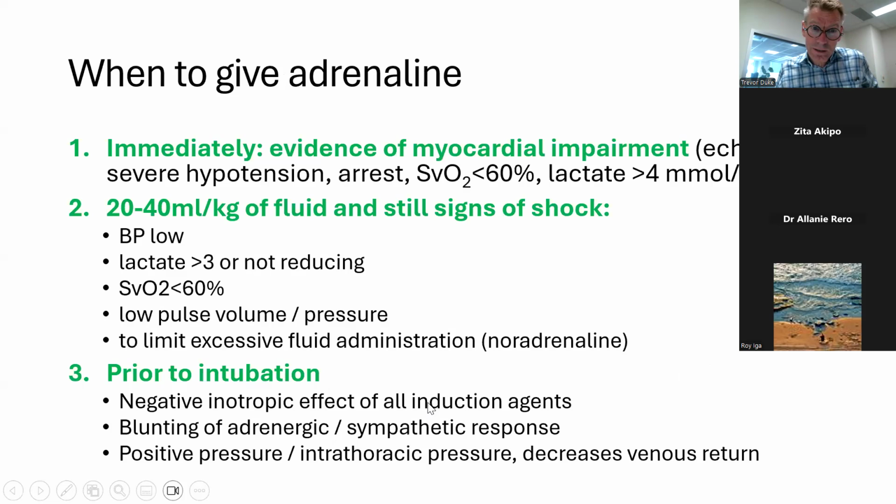I'll explain about adrenaline now, the question of when to give adrenaline. Firstly, when you see a child and you see immediately that they've got myocardial impairment, either because you've got an echo, or they've got severe hypotension, or they've had an arrest, then of course they need adrenaline. And if you see a child who's got cold shock, they need adrenaline. They need volume as well, but they will need adrenaline.